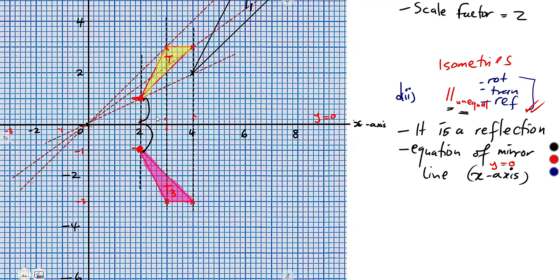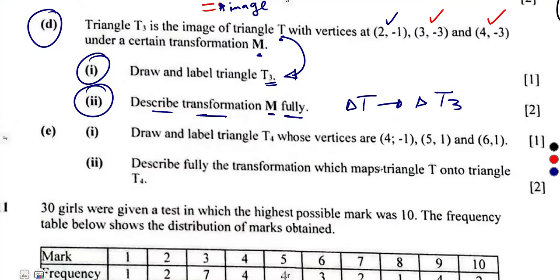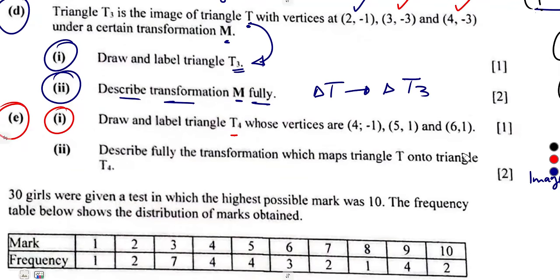The line, the distance from the x-axis. So that is our mirror line. So we have described that. Then part E, draw and label triangle T4 on item 1, whose vertices are given here. So let's mark these points.